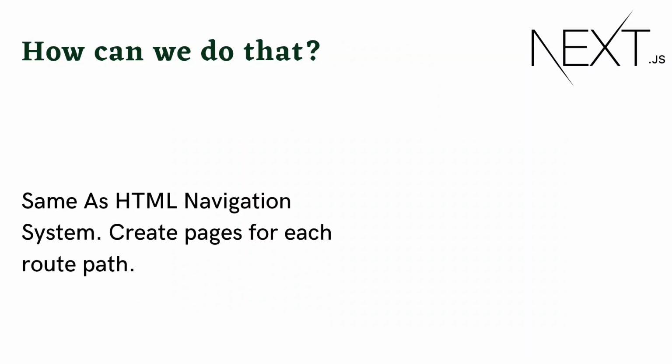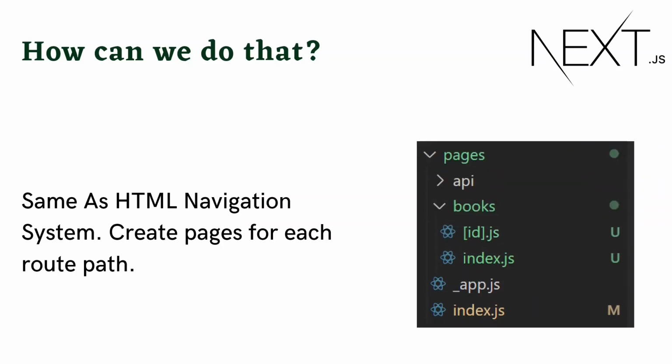So we just need to create the files as we do in basic HTML, and we just need to write the React code there, and in the end Next.js will detect that this file is available and then it will automatically register that to the route. So it is the same as the HTML navigation system, in which we create pages for each route path. So now we will see an example.